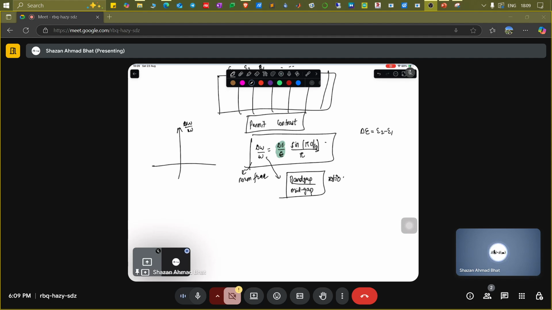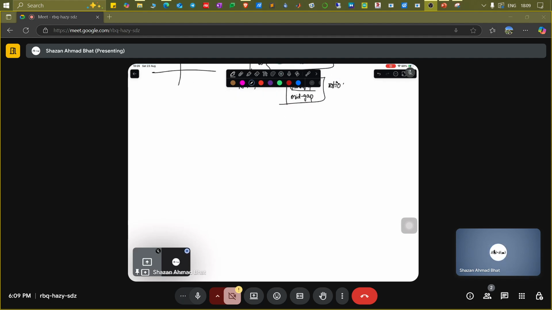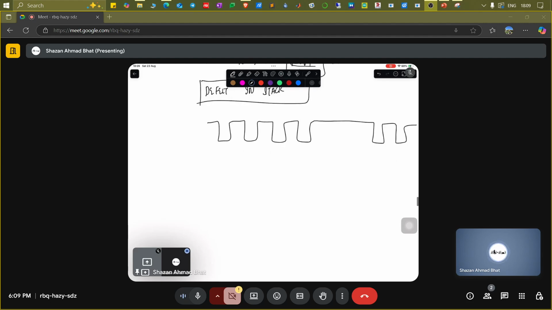Now, what else is there? Let me just think about it. Okay, similarly, you can have a defect in the photonic stack. Let's say, for example, your periodicity breaks. You had a refractive index gradient periodicity like this, but somehow you have a different layer in between, which basically acts like a defect.